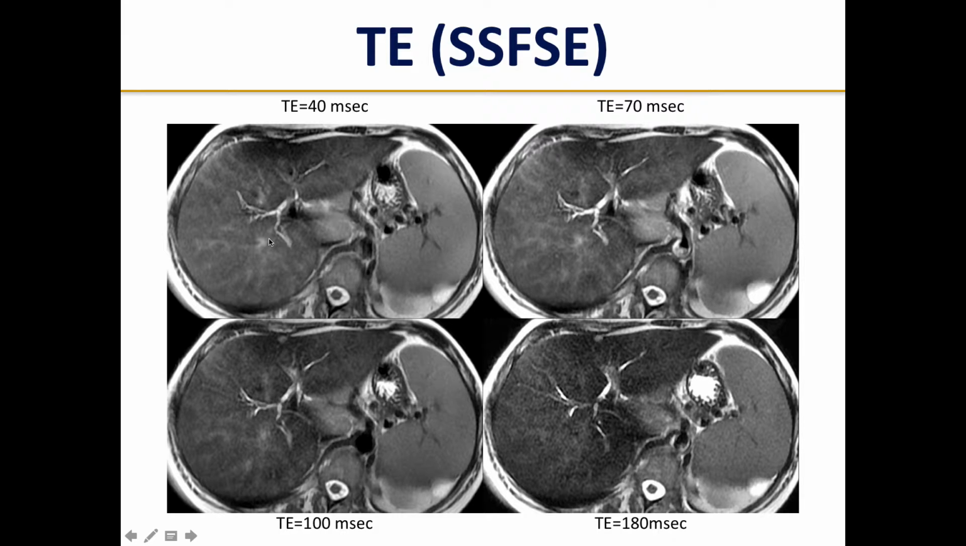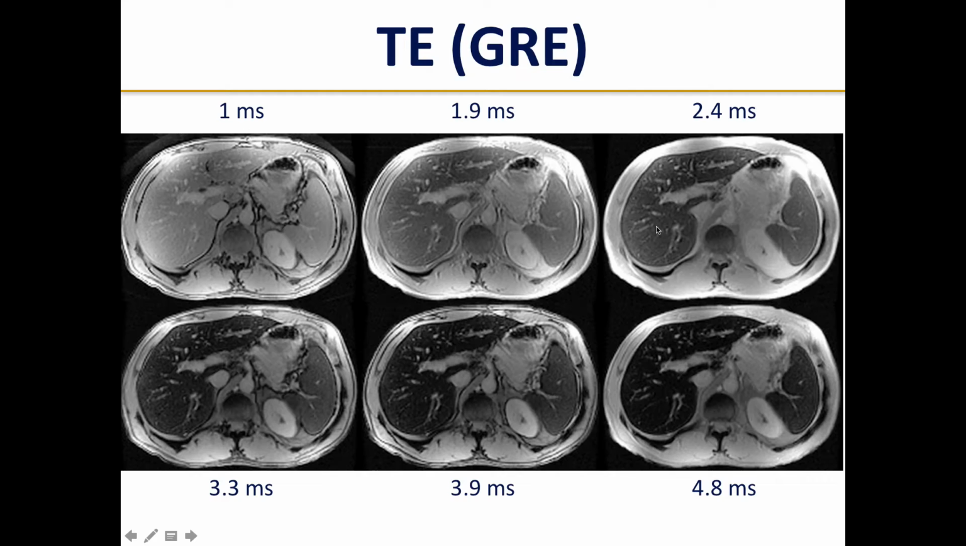The teaching point, again, is that your optimal TE depends on what you're trying to image. If you're trying to image bile ducts or CSF or fluid collections, use a long TE. If you're trying to evaluate the liver parenchyma, use an intermediate TE, 70, 80, 90, something along those lines.